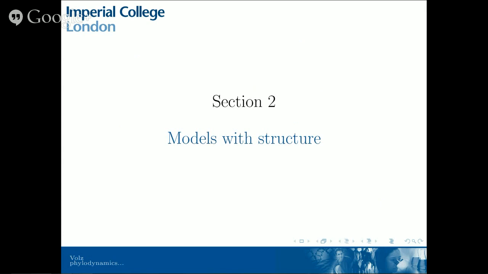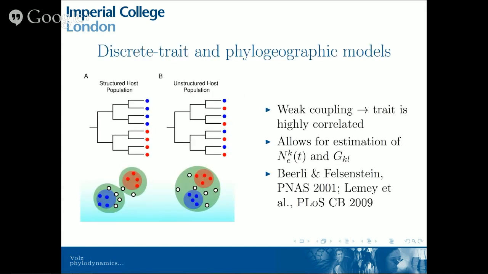Okay, so far we've only talked about very simple models without structure, so every lineage in a genealogy is treated the same. We can only get so far with that, so the next step is to look at models that have some sort of structure, or where there's some difference between lineages.